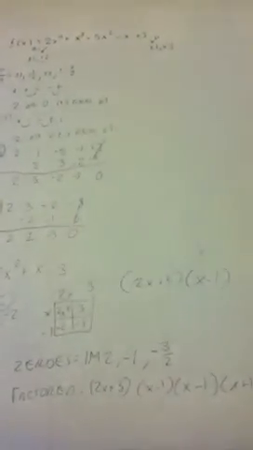And now to get the fully factored equation, we get 2x plus 3, x minus 1, x minus 1 again, and finally x plus 1. And that is how you solve one of these equations to get the zeros and the factor form.